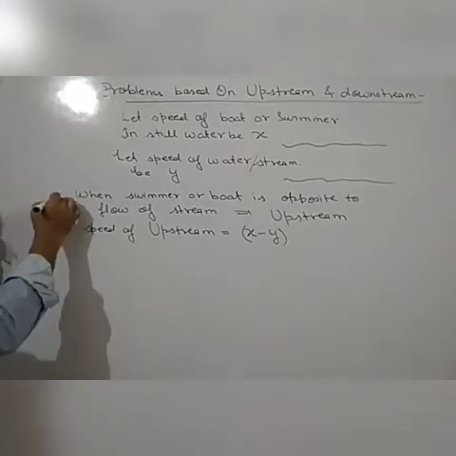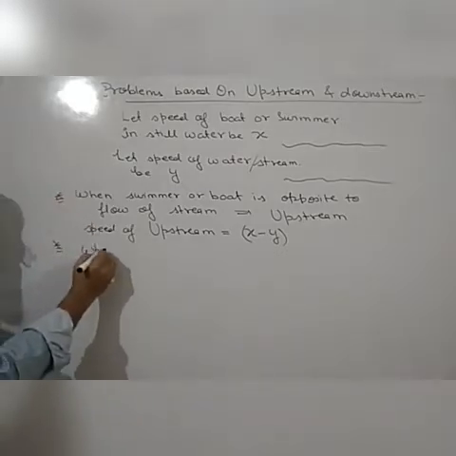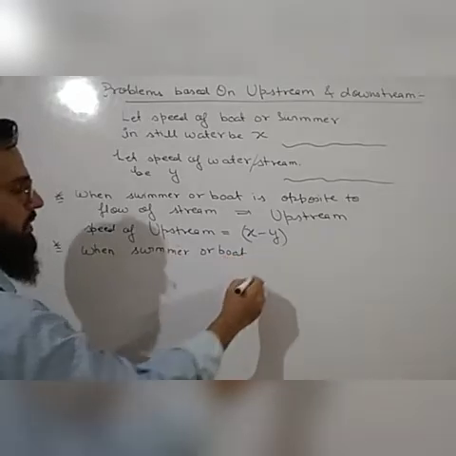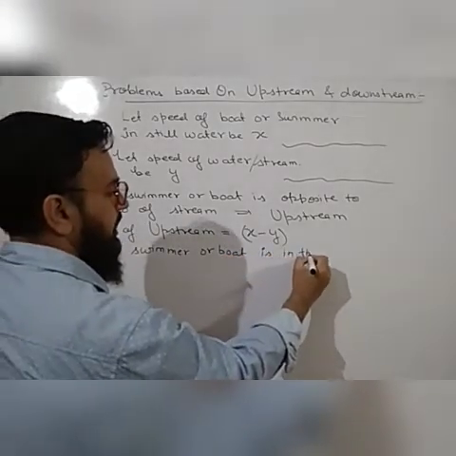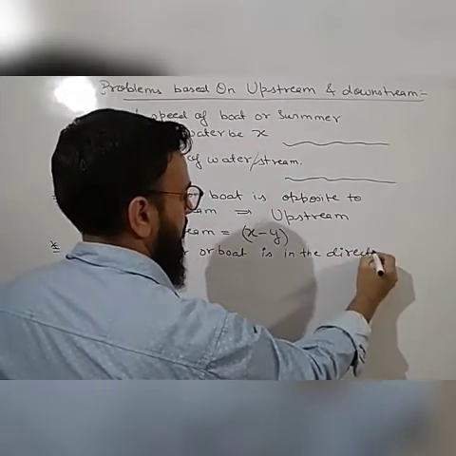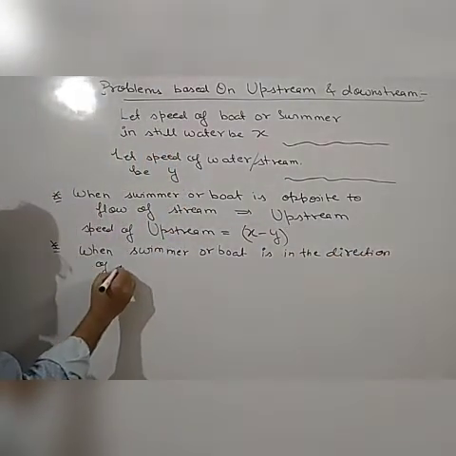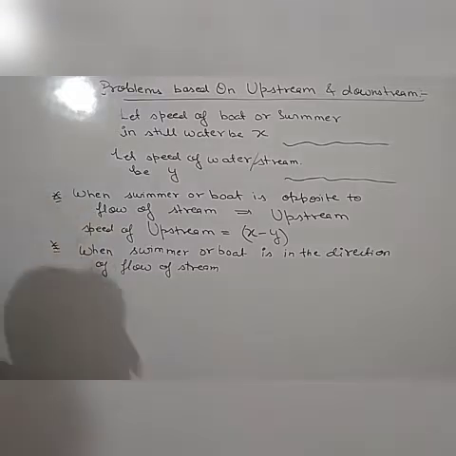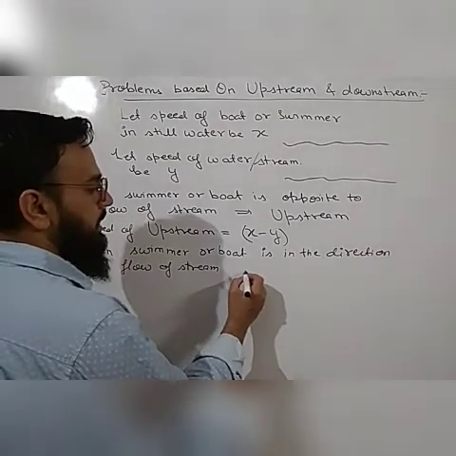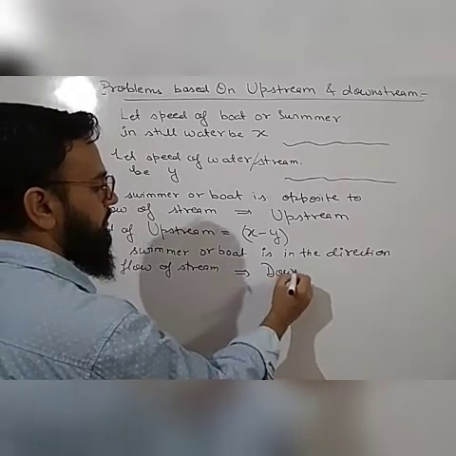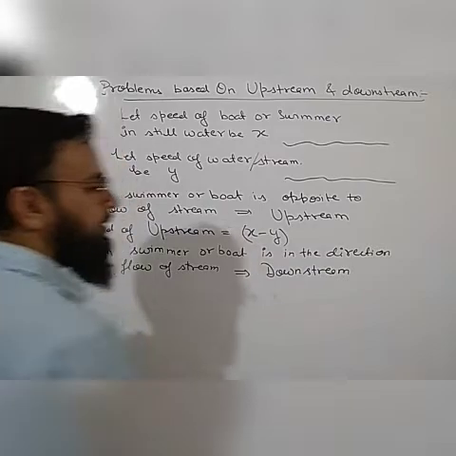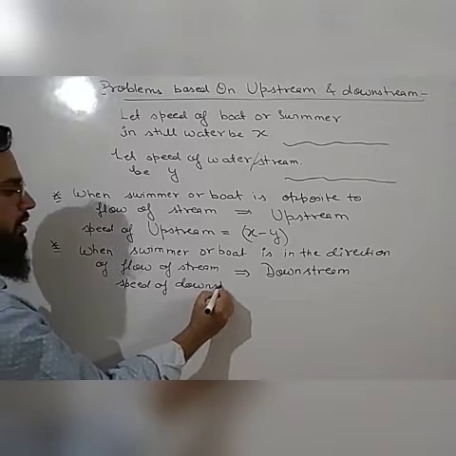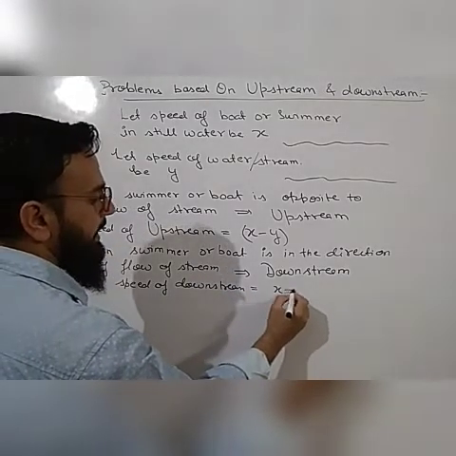And another is when the swimmer or boat is in the direction of flow of the stream. When the swimmer or boat is in the direction of flow of the stream, then it is known as downstream, and the speed of downstream is given by x plus y.